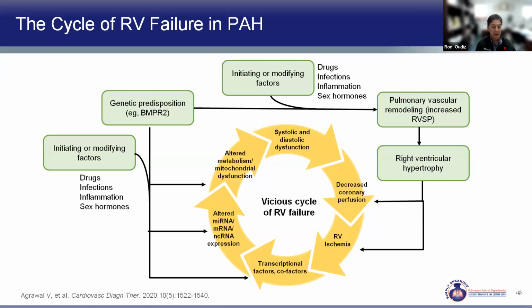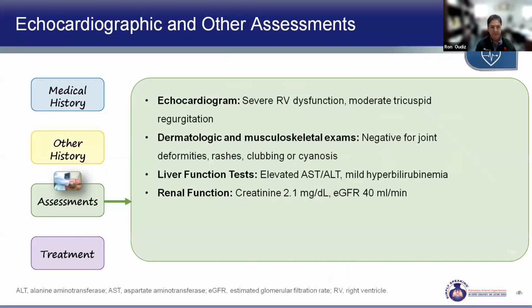So here's the cycle of RV failure in PAH. You have systolic and diastolic dysfunction, you have decreased coronary perfusion, the RV becomes more ischemic, the transmural oxygen demand is going up, and you then have altered microRNA expression, altered metabolism, mitochondrial dysfunction, and it all spins off into these ideas that drugs, infections, inflammation, and hormonal influence can affect this. Genetic predisposition might affect this. Pulmonary vascular remodeling occurs, and then the cycle continues.